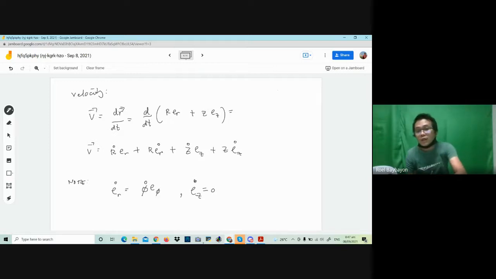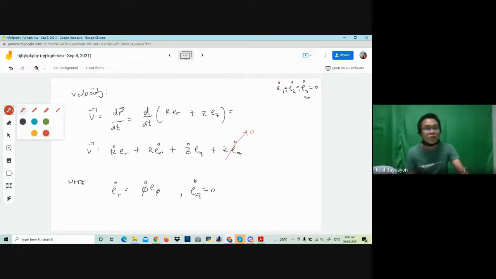Those E1 dot, E2 dot, E3 dot are equal to 0. The EZ dot is just the unit vector E3 dot. So it is 0, it does not change with respect to time. The direction does not change, so therefore it is 0. So therefore, this last term will be equal to 0.